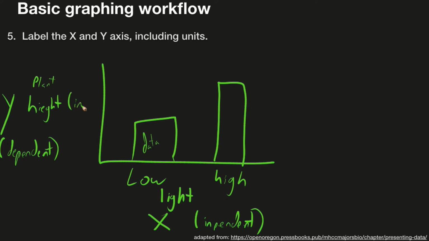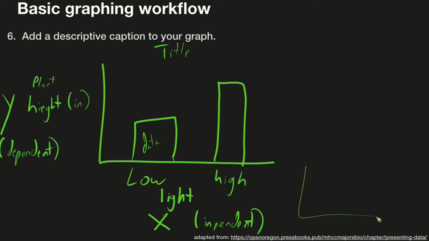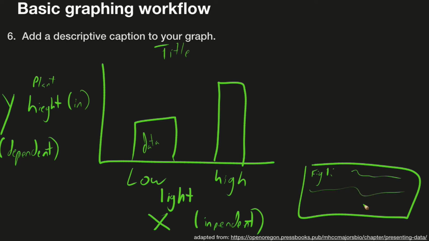You know, maybe it's in inches or millimeters or meters, whatever kind of plant you're studying. And then finally, you're going to want to add both a title, could be plant height in response to low versus high light availability. And you're going to want to often have a caption. Maybe this is figure 1 of your manuscript. And then you can provide a little more detail about what's being represented here.